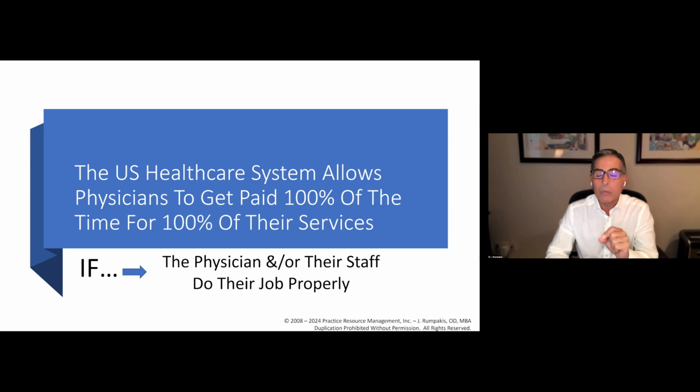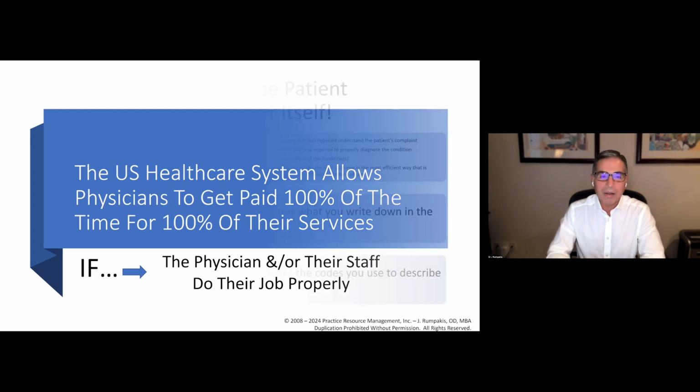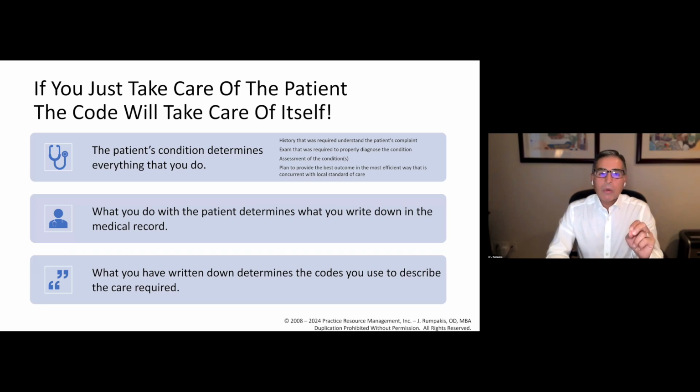Because if you follow the rules the way they're laid out, you can get paid 100% of the time for 100% of what you do. You may not get paid 100% of what you charge, but you'll always get paid and never have to write that off. So when it comes to coding, I always say take care of the patient and the code will take care of itself. The patient's condition determines everything that you do. What you do then is written down in the record. And once you've written things into the record, then you go through and translate those actions into the CPT codes that most closely represent the services that you provided.